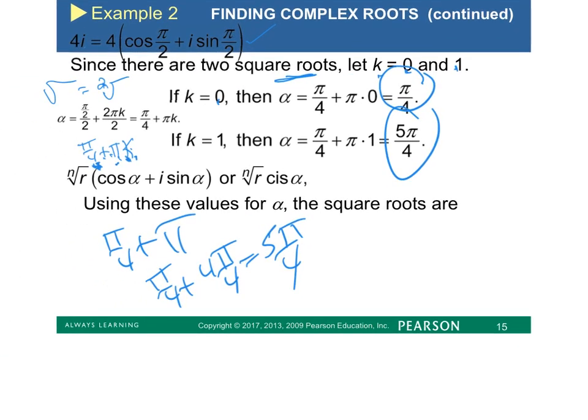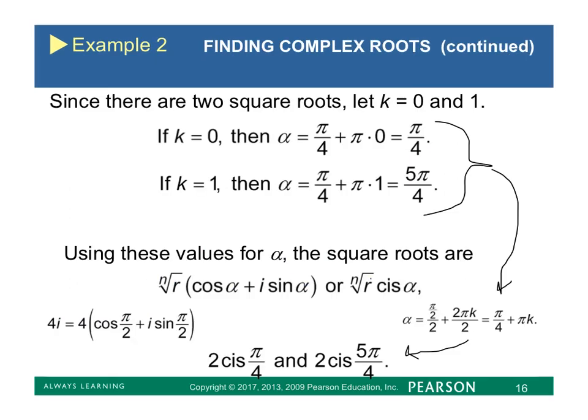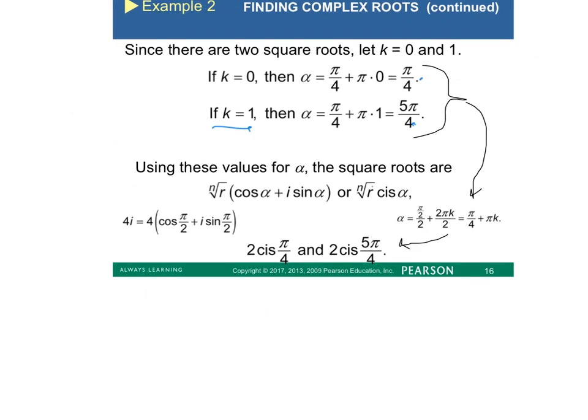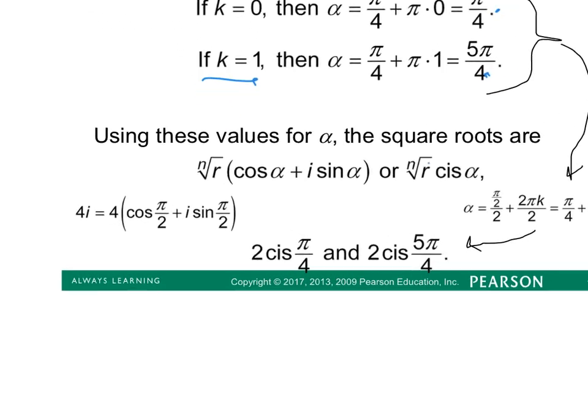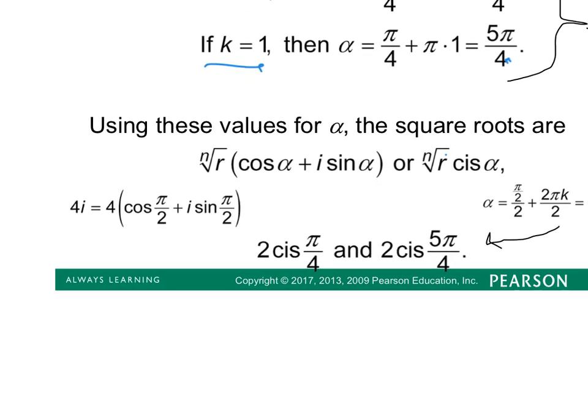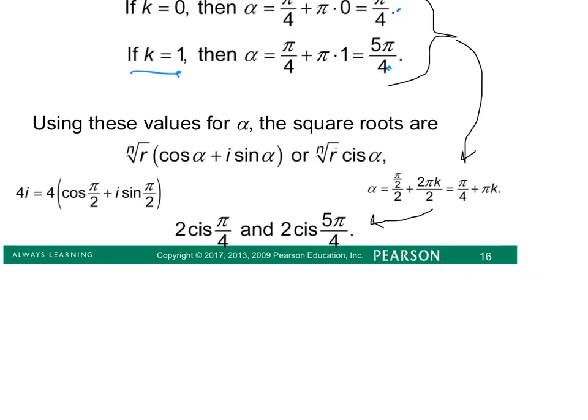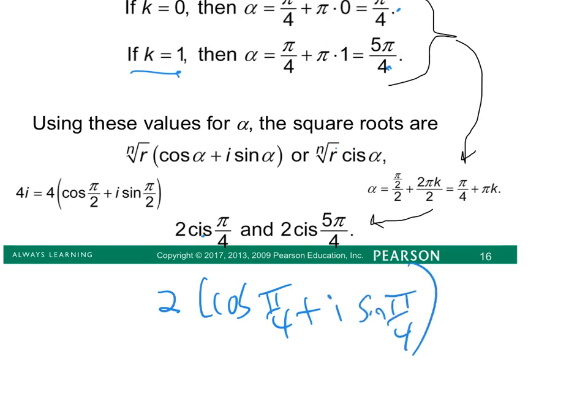So, using the formula, we're going to write out both of our answers. Dirty dog, I don't know why I did that. If k is 0, I have pi over 4. If k is 1, I have 5 pi over 4. And here I go, plug it all in. I have 2 cis of, well, actually, let's write it out. One answer would be 2 times cosine of pi over 4 plus i sine of pi over 4. There's one of my roots.